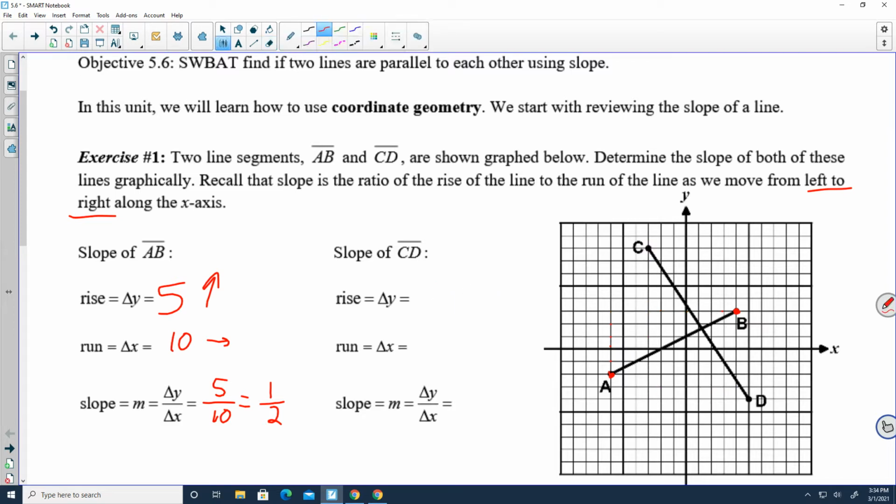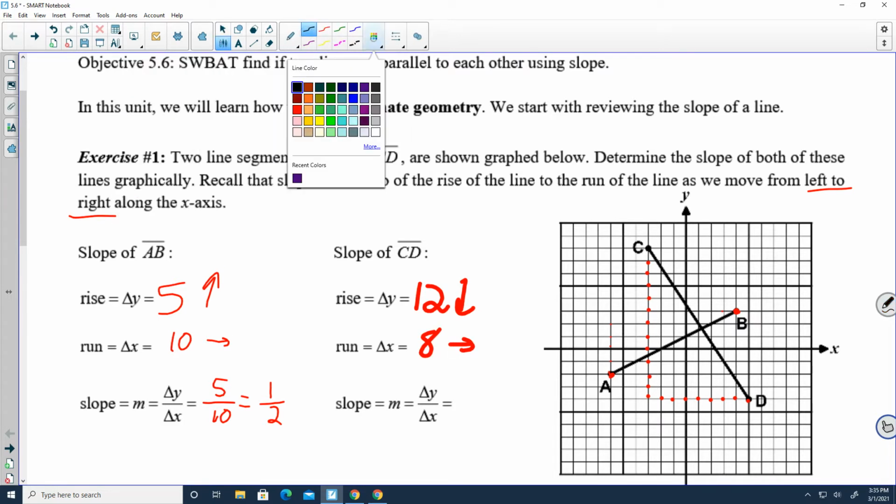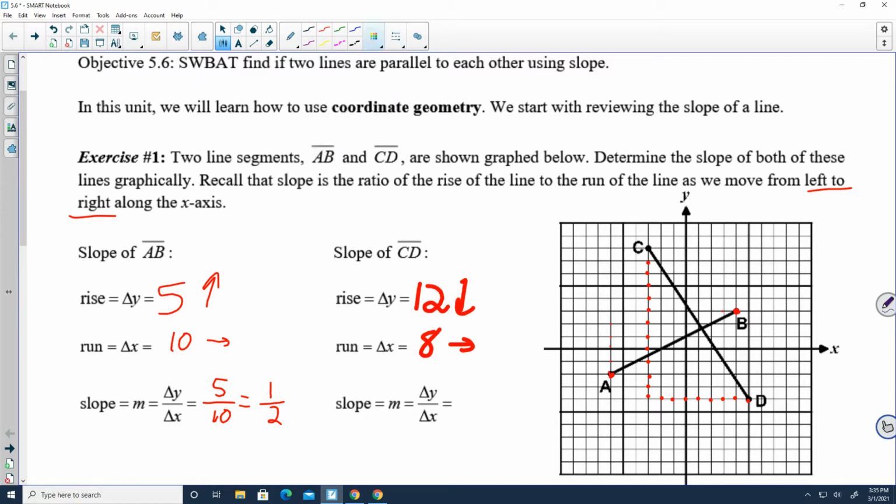Slope of CD. We're going down 1, 2, 3, 4, 5, 6, 7, 8, 9, 10, 11, 12. To the right, 1, 2, 3, 4, 5, 6, 7, 8. All right, I was right. So down 12, to the right 8. So my slope is going to be 12 over 8, but I don't want to leave it as 12 over 8. I want to simplify it.